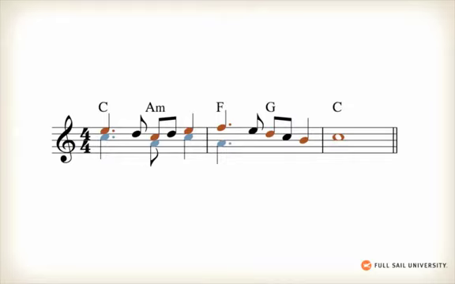What we are doing, in effect, is choosing the third above the root and inverting it so that it becomes a sixth below the root. We are also inverting the quality of the interval. In this case, the major third between F and A becomes a minor sixth between A and F.